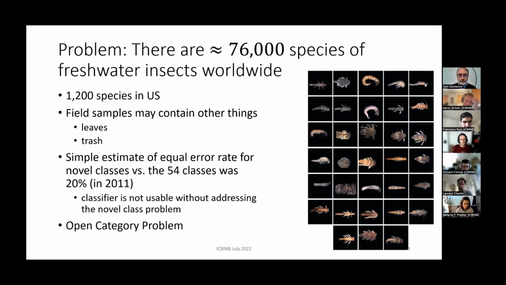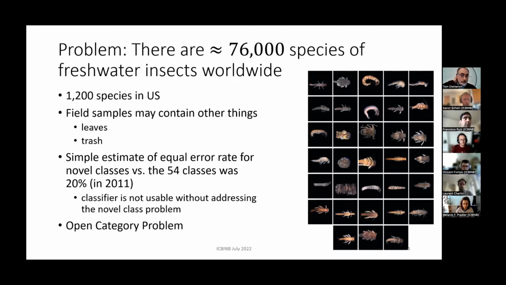Although there is a team in Finland that has had much more success now with deep learning and handling many more than 54 classes. But this is an instance of what is known in computer vision as the open set or the open category problem. The idea that we don't have a fixed set of categories that we're trying to classify, but in fact, the set is open and we will encounter objects that belong to new classes in our test data, even though they weren't present in the training data. And we need to detect that and protect our classifier from those novel class objects.